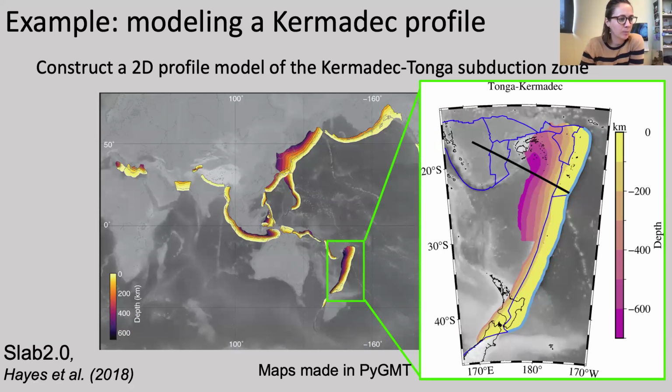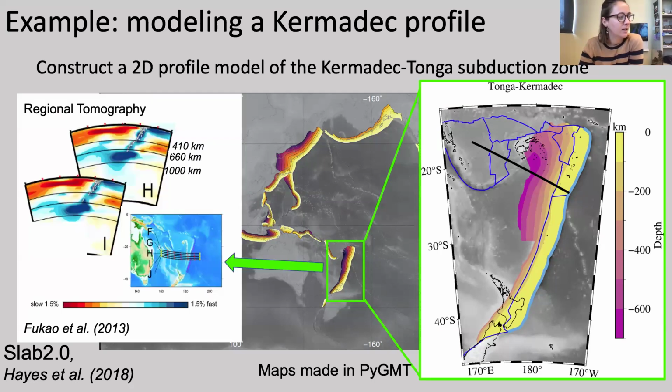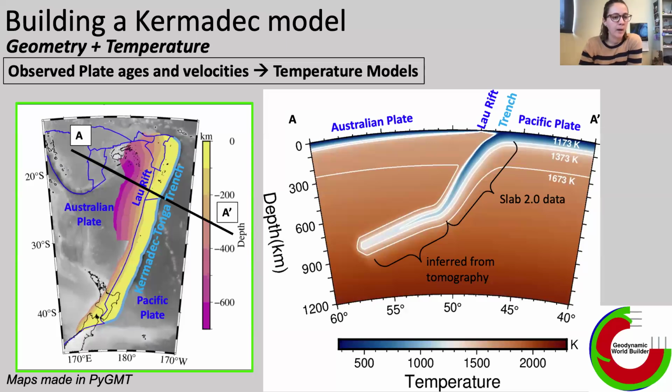I'm going to take a profile, trench perpendicular, extending from the trench to build the slab geometry from the Slab 2.0 data, as well as bring in some regional tomography for the deeper parts of the slab to help inform that very deepest part of the slab. The map on the left, which I've labeled A to A prime, goes across the Kermadec-Tonga trench.